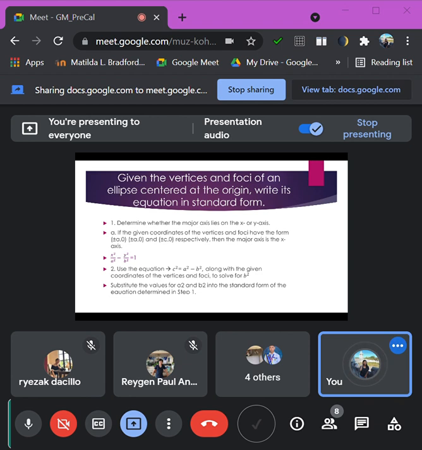Now let's go to our given: the vertices of an ellipse centered at the origin, write its equation in standard form. So these are the steps if we are going to get the standard form of our ellipse given the vertices and foci. Okay, and then nagyapon ta sa origin, nagstay pa ta sa origin. So we have there for step 1, please read, Mascardo.